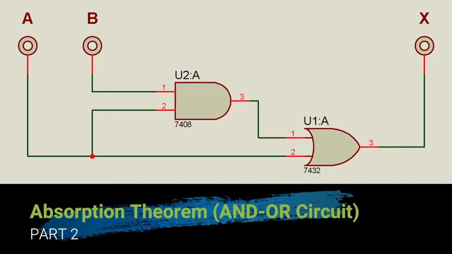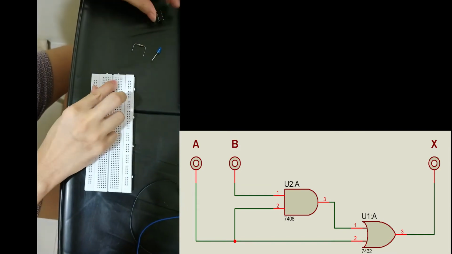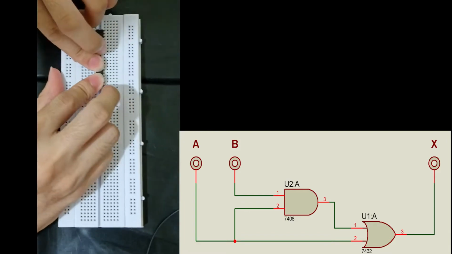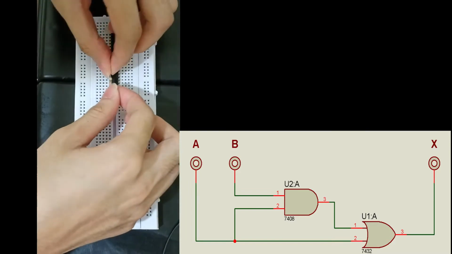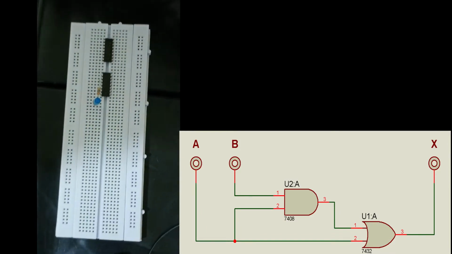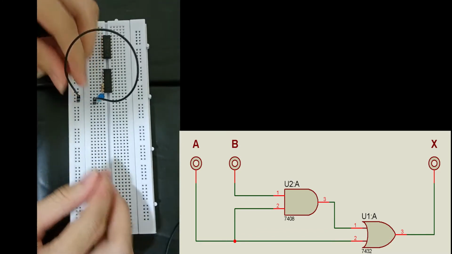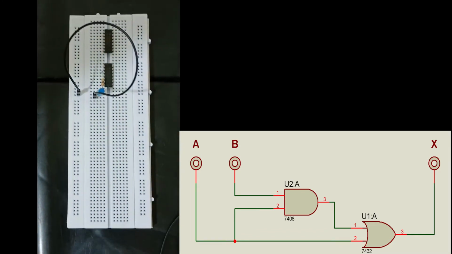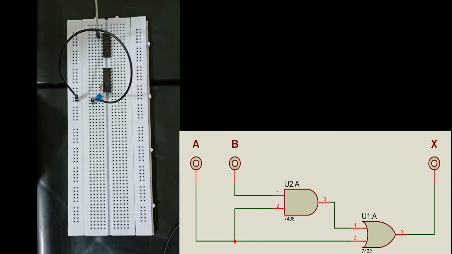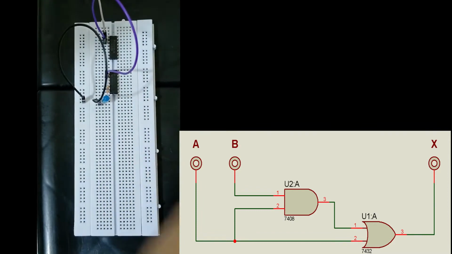For part 2 of the experiment is the absorption theorem using AND/OR combinational circuit. Using 7408 AND gate and 7432 OR gate, we will be connecting a 360 ohm resistor to the third pin of the OR gate. Then, the LED connected in series, then the ground. On the first pin of the AND gate is the input B. Then, we will be connecting both second pins of the IC to each other and it will be the input A.